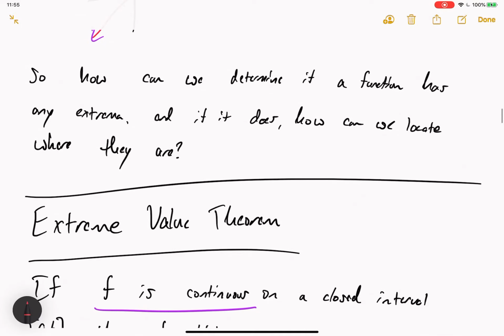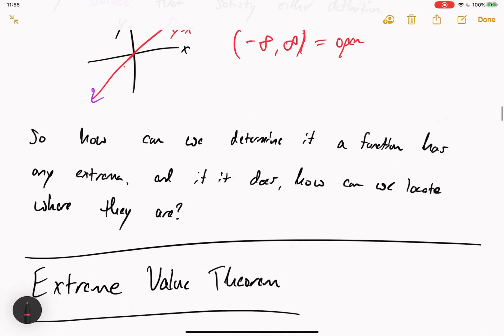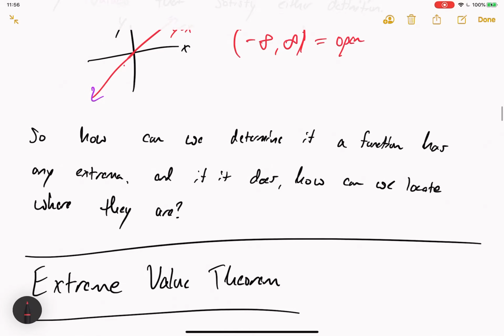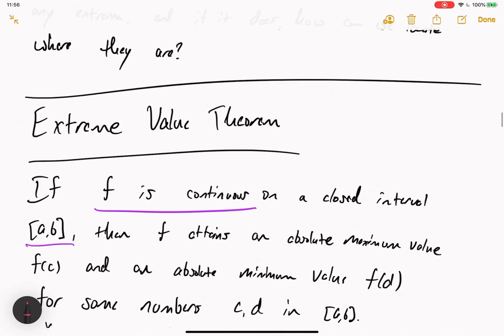So how can we determine if a function has any extrema, and if it does, how can we locate where they are? First things first, we need something to say: does it exist? If we don't know something exists, why are we going to waste our time finding it? Like Bigfoot: there might be proof such as footprints, but if we've never seen the creature, why bother looking for it?